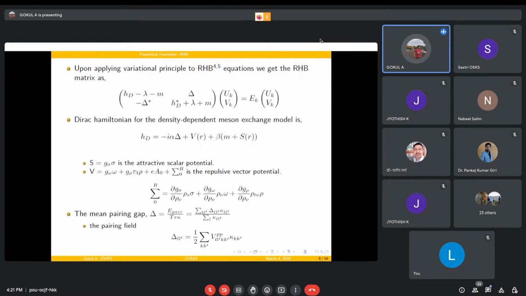Now, going to the theoretical formalism, upon applying the variational principle, we get the RHB equations as shown, where H_D is the Dirac Hamiltonian, S is the attractive scalar potential, and V is the repulsive vector potential, and we have the mean pairing gap delta with the pairing field.